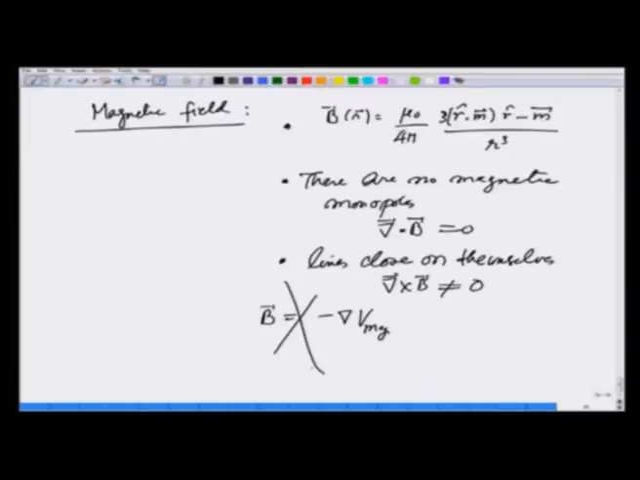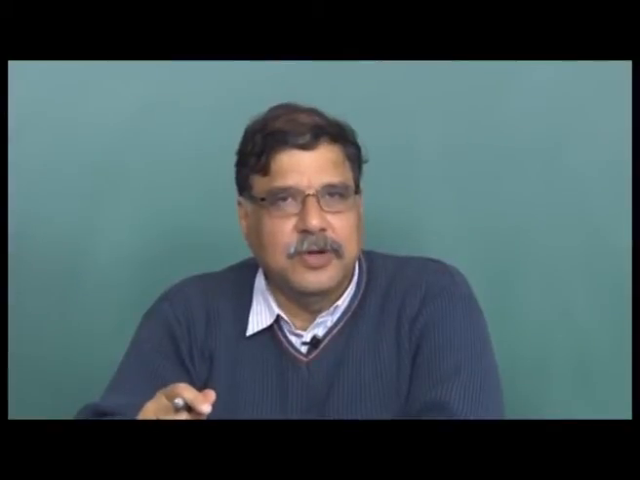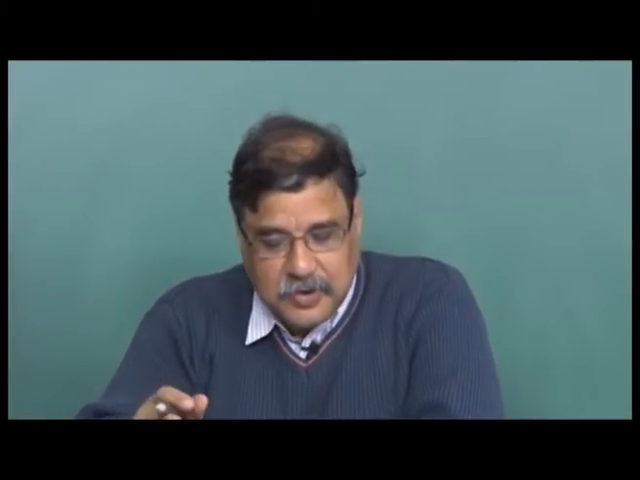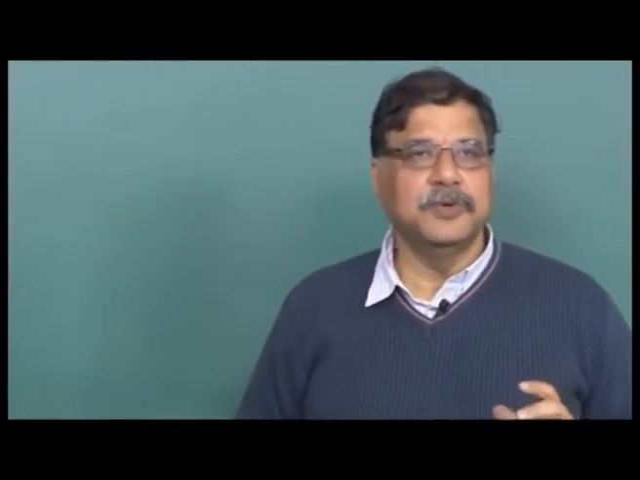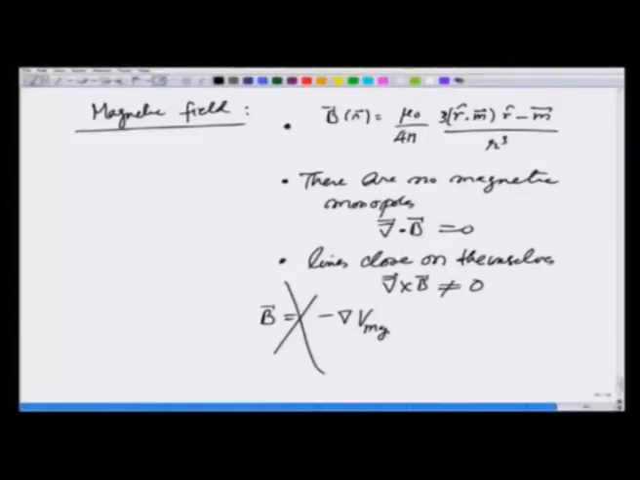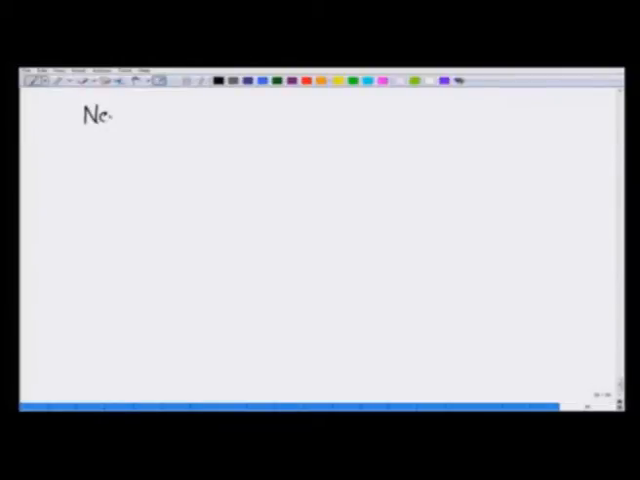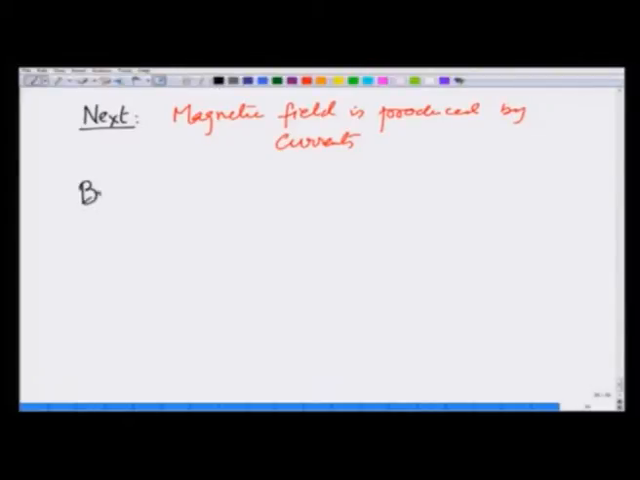This is where the study of magnetic field would have stopped if a new connection was not found, and that connection was found by Ørsted, who found that magnetic field is produced by currents. So, next experimental observation is that magnetic field is produced by currents.